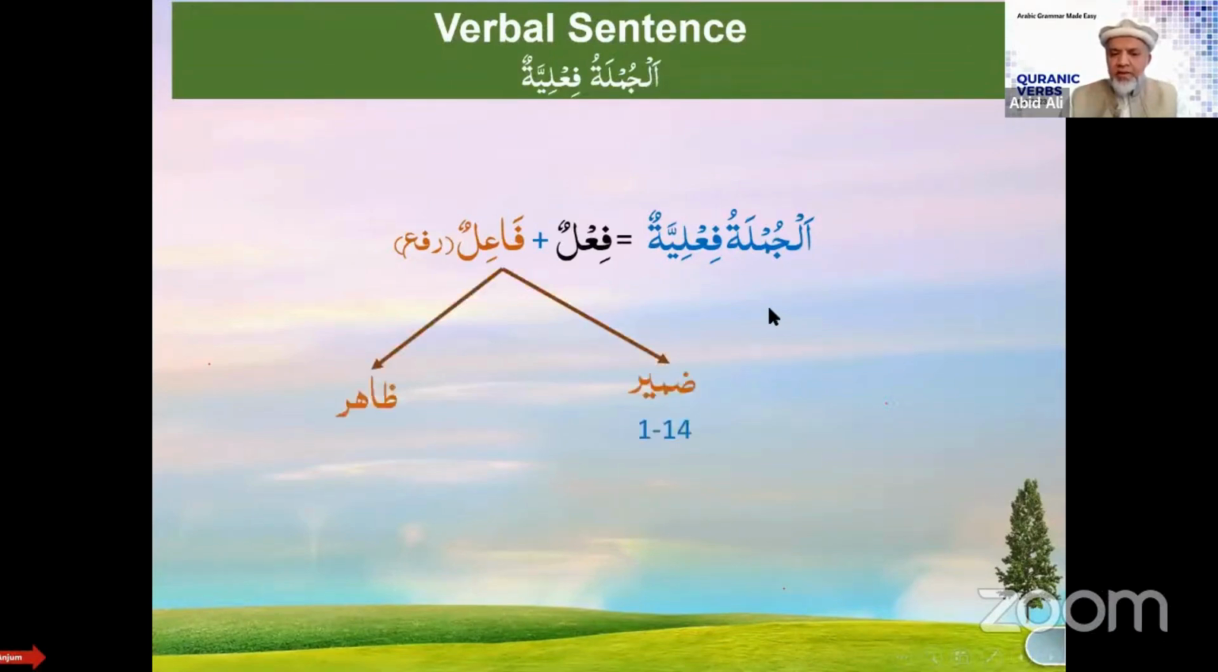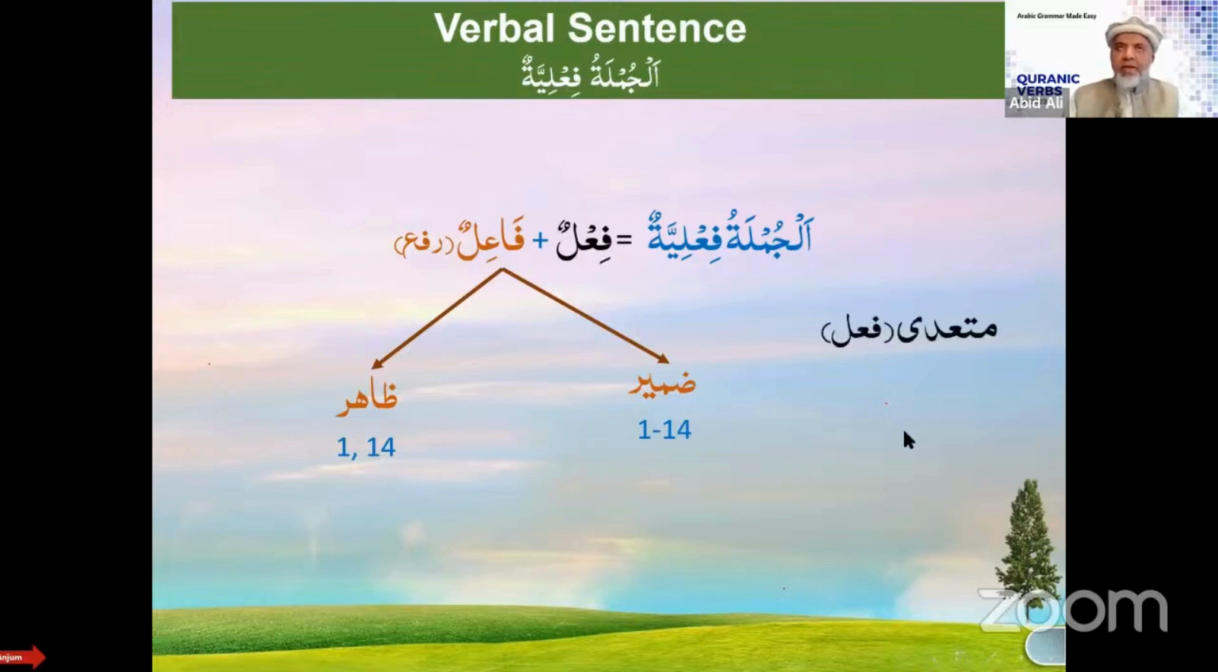Al-Jumlatul Failiyah, we know that it is a fail, and the fail could be Zamir or it could be Zahir. Yes? And we know that the Zamir will take care of the 1 to 14 Siga. But in the Zahir category, we are only talking about 1 and 4. There is a typo here, by the way. This is not 1 to 14. It's 1 or 4. Yeah?